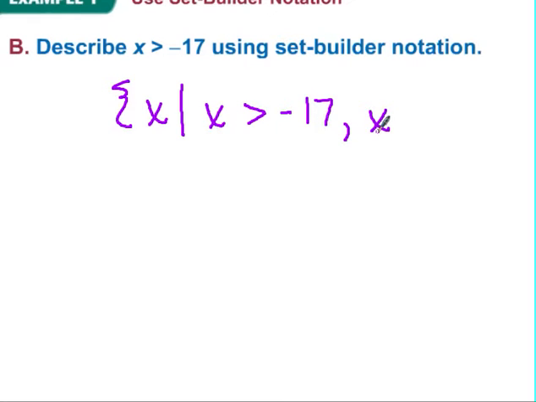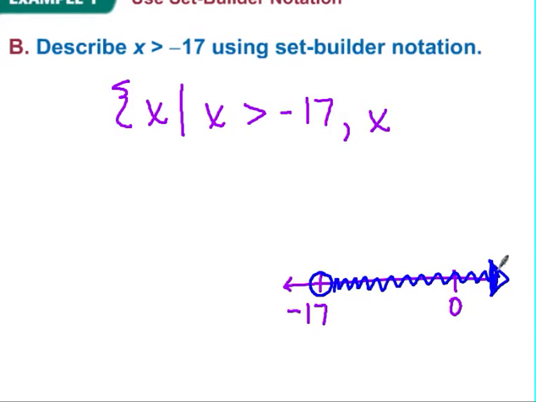So now I need to think, what types of numbers am I dealing with? When I look at this inequality, x is greater than negative 17, I like to think of things along a number line. And so here's negative 17 down here. If I were to graph that on the number line, what would it look like? Yep, an open circle at negative 17, and then what? Shade this way. So basically it means every number, everything bigger than negative 17.